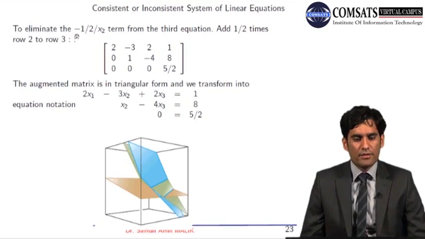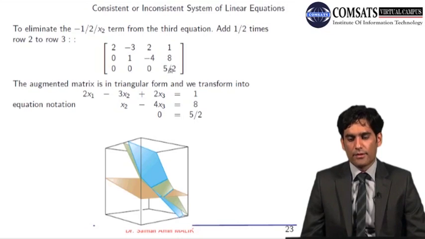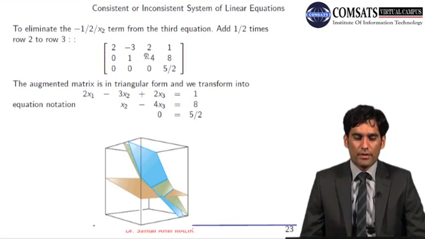Next I have to eliminate the minus 1 by 2 x2 term from the third equation. So I will add 1 by 2 times row 2 to row 3, and the ultimate answer will be 0, 0, 0 and 5 by 2. So my system is in a triangular shape, or my augmented matrix is in a triangular form. So I am going to write down the equations corresponding to this augmented matrix. The variables are x1, x2 and x3, and this is the RHS of my system.